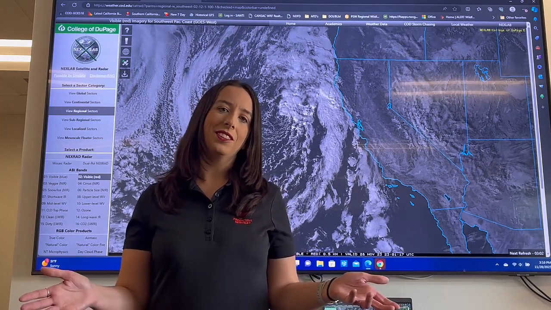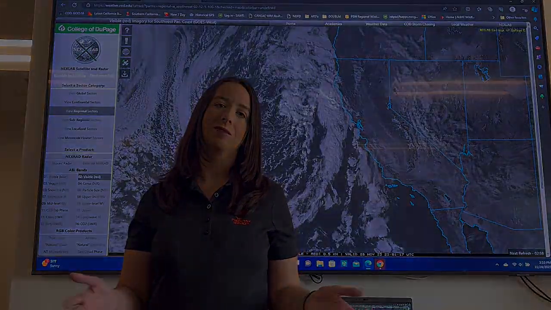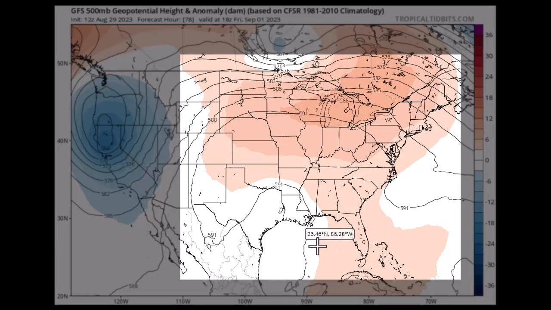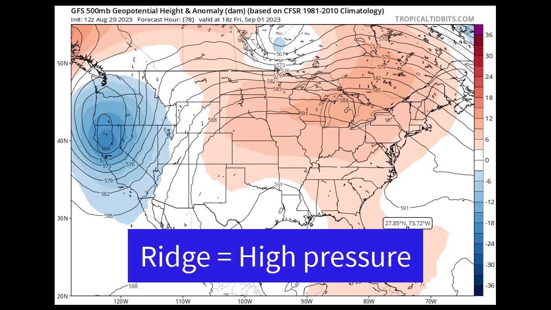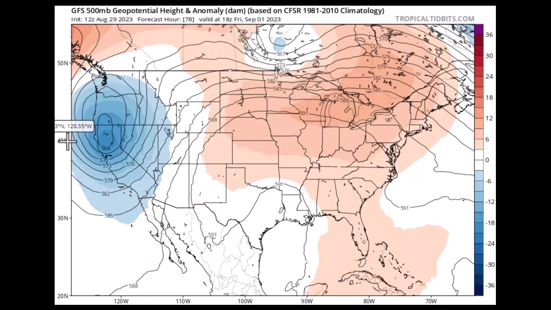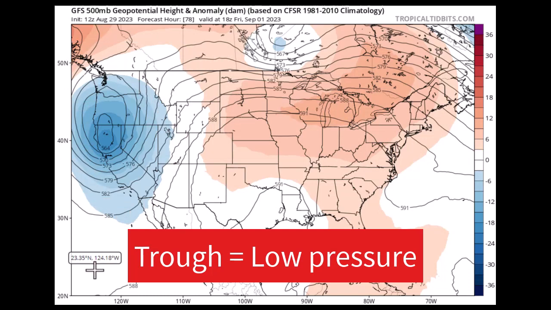This might sound a little confusing, so let's take a look at a map of airflow in the upper levels to illustrate what I mean. Following the lines on this map from west to east illustrates the movement of air through the jet stream. In this area, the lines are curving clockwise as you move towards the east. This clockwise motion is considered a ridge and is indicative of high pressure. Conversely, in this area, the lines are curving counterclockwise. This motion is considered a trough and is indicative of low pressure.